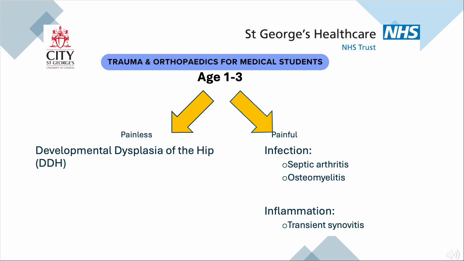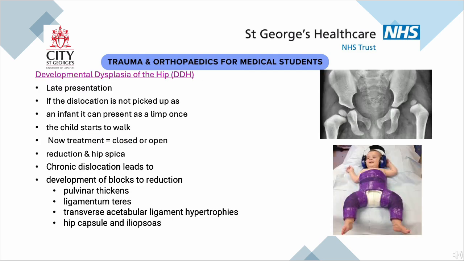So if we go back to our flow chart for the younger child, we've gone down the painful arm of why a child might be limping. We've covered infection and inflammation. Now if we go down the painless arm, we come to developmental dysplasia of the hip, which we call DDH. So sometimes we can treat DDH as a baby. If it's picked up as an infant, we can treat it in something called a Pavlik harness. But if a dislocated hip is missed at birth, the child can present with a limp, which is painless when they start walking.